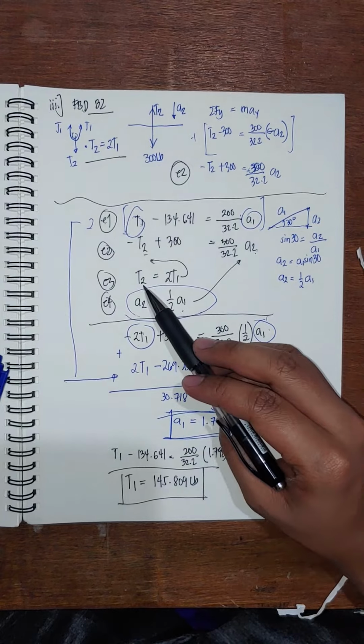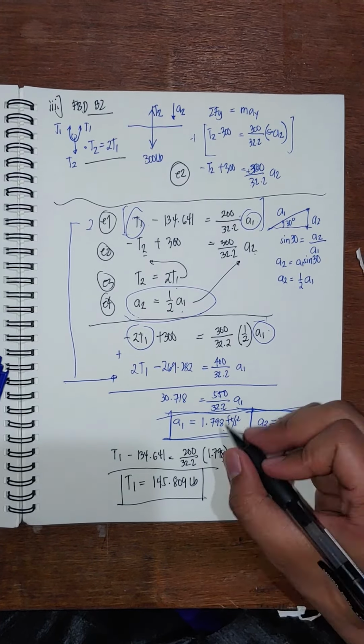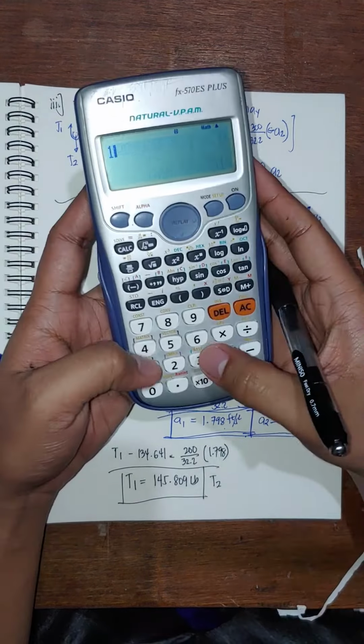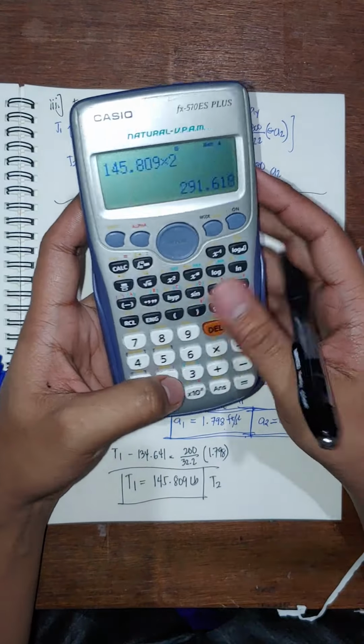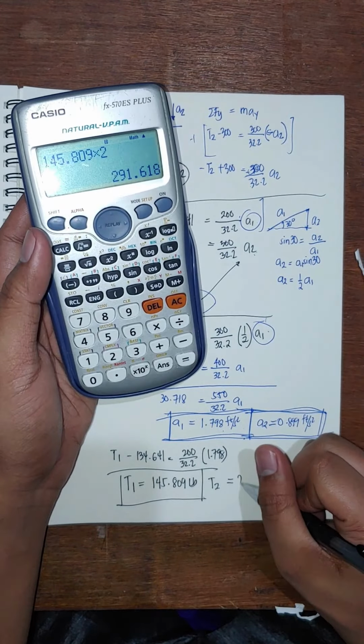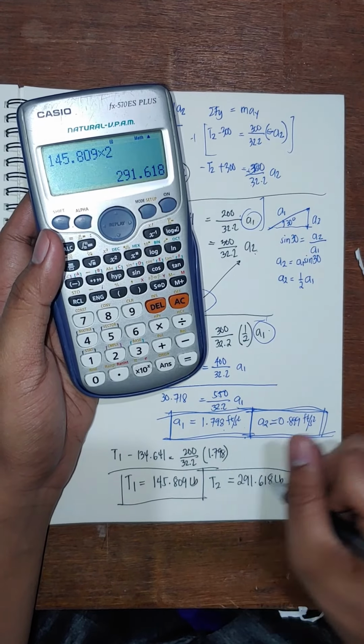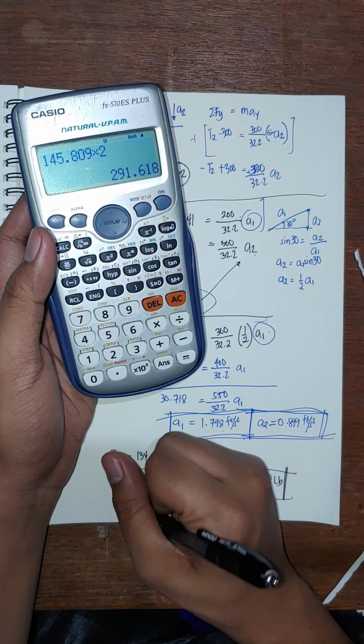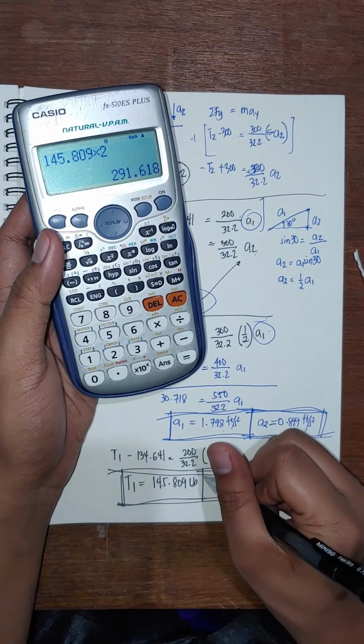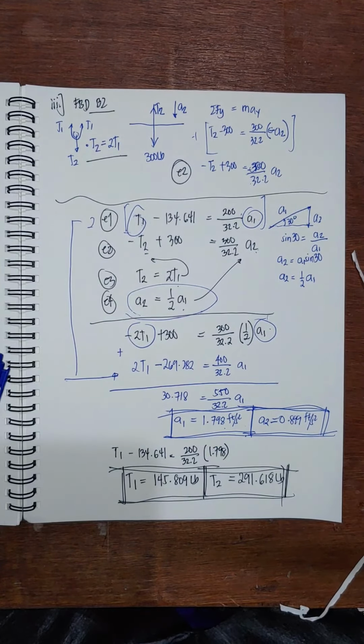And then we know that tension 2 is twice tension 1. So we multiply 145.809 times 2. Then our tension 2 is equal to 291.618 pounds. So this is the answer to the problem.